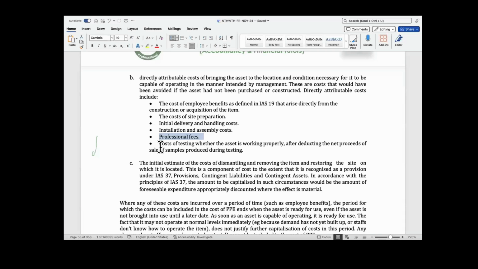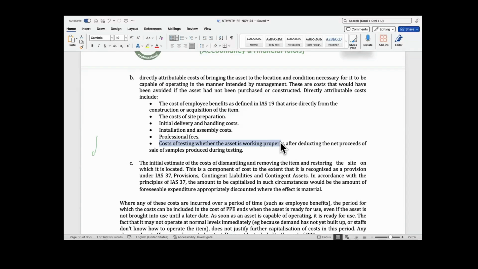And finally, is cost of testing whether the asset is working properly. This is a scenario where you have an asset, like maybe a plant, that you need to run some tests on. And you see, the cost of testing here will be probably maybe you bought some materials. You need to pay some people to run the machine. That's the cost of testing here. Is the cost of materials and the cost of labor and whatever other direct overheads that you have incurred.